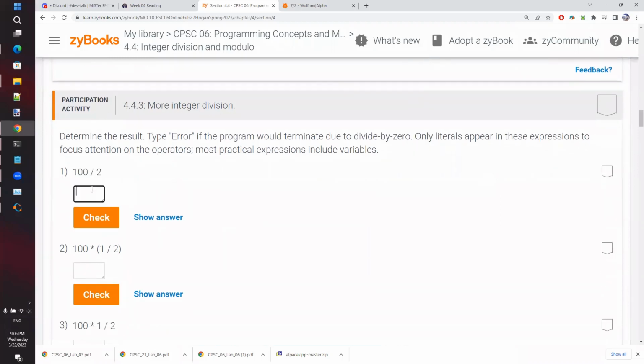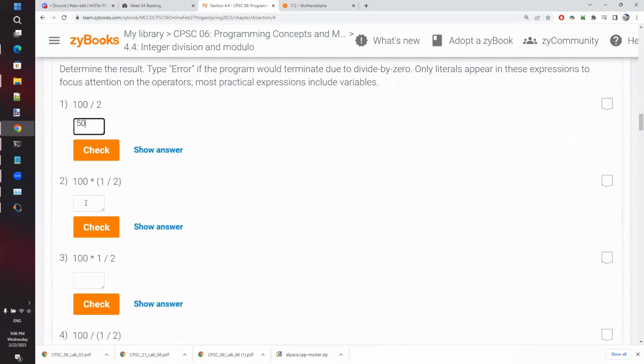All right, so 100 over 2, 50, right? 100 times 1/2. Well, again, remember that this is a trick. 1 over 2 is 0.5, but we cut off the 0.5, so this is 0. So 1/2 is actually 0. So this is 0 times 100.